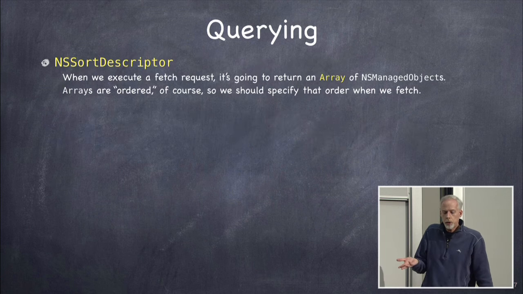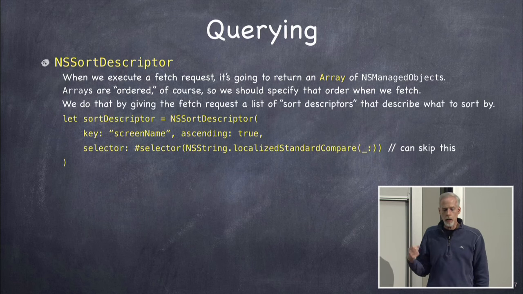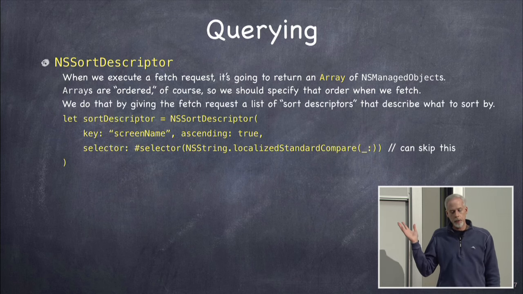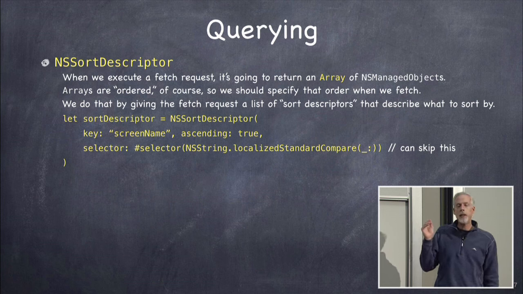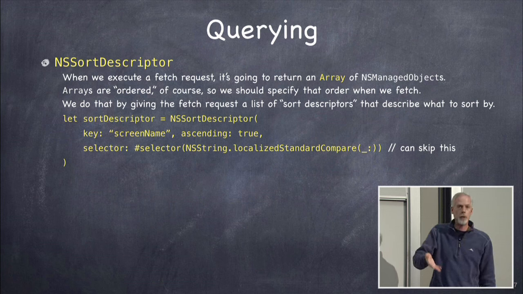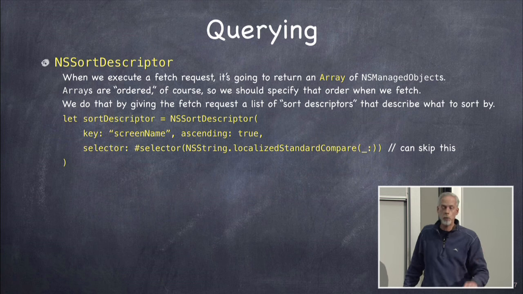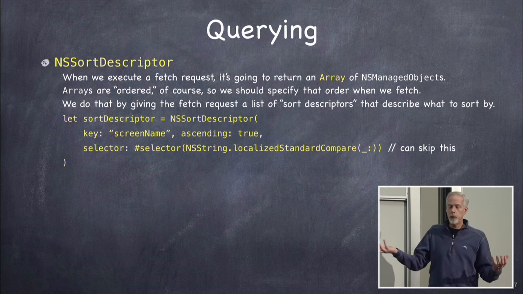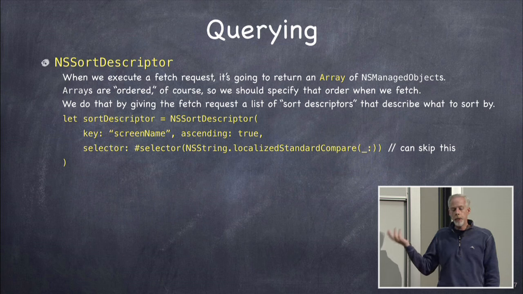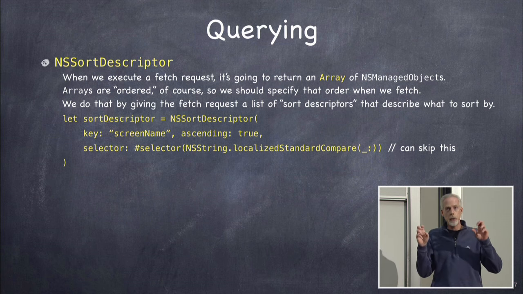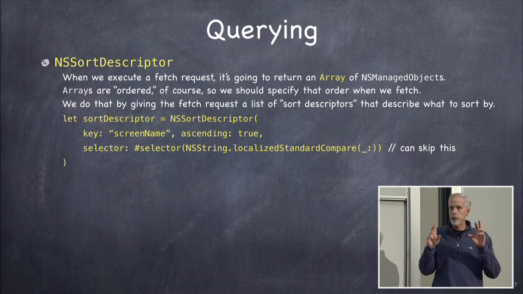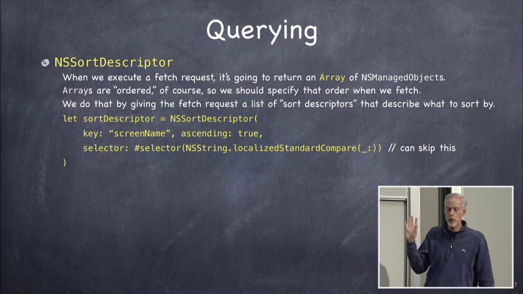Now we need the sort descriptor. Let's get this array coming back. What order are they going to be in? A sort descriptor looks like this. You create it with a key. That is the key, the attribute in the database that you want to sort on. So the screen name or even the text in the tweet or the actual name of the tweet or whatever it's going to be. This sort descriptor will be only suitable for fetching Twitter users, because screen name is a key in Twitter user, not in tweets. We wouldn't use this sort descriptor in a tweet request.